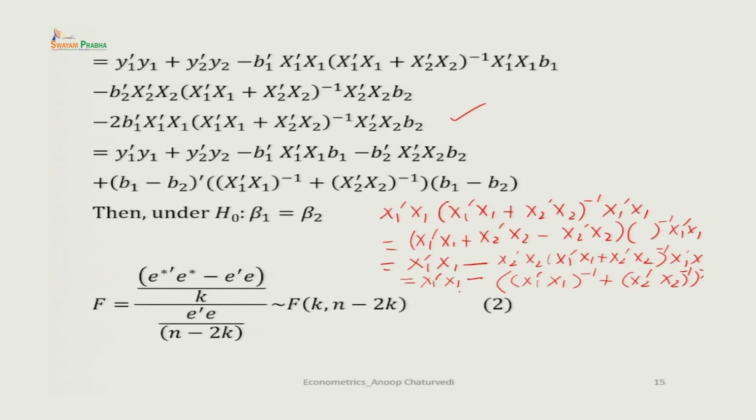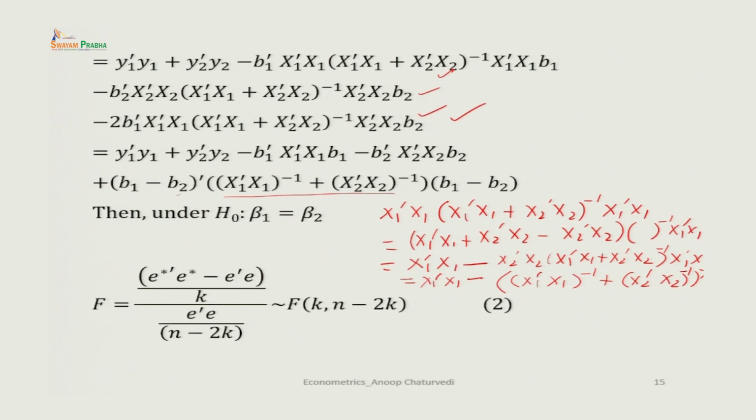And then you get y 1 transpose y 1 plus y 2 transpose y 2 minus B 1 transpose x 1 transpose x 1 B 1 minus B 2 transpose x 2 transpose x 2 B 2. And then similarly, you simplify this expression also, and in this expression you simply take x 1 transpose x 1 inside and x 2 transpose x 2 inside. So, you get this matrix here, and then you combine all the three terms.